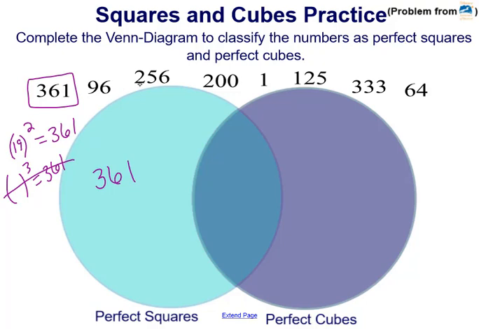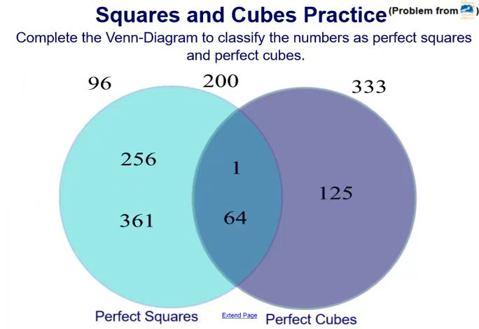So we'll do this for each of our numbers. You do that with 96, 256, 200, 1, 125, 333, and 64. Just ask, first, is it a perfect square? And then is it a perfect cube? And we can go down and classify each of our numbers.